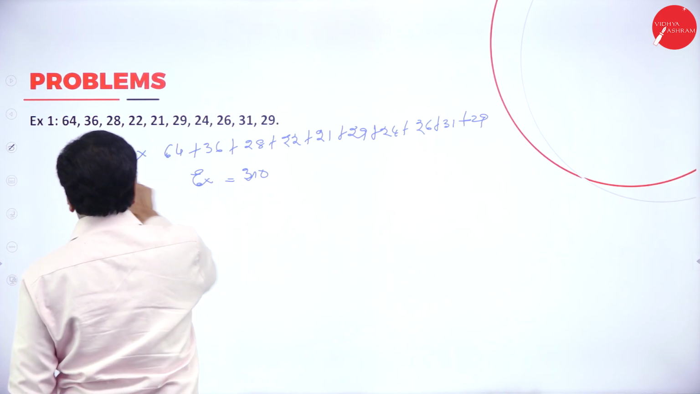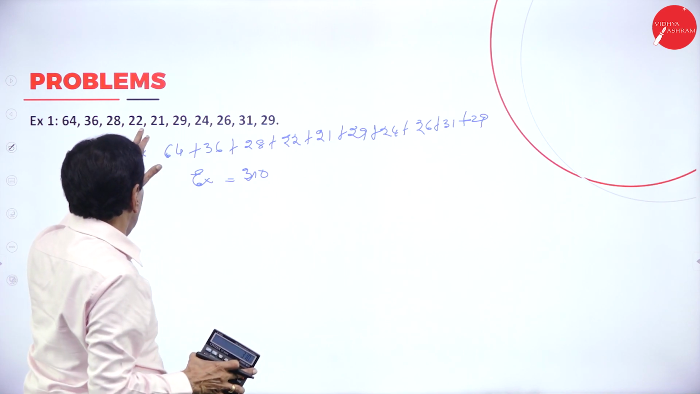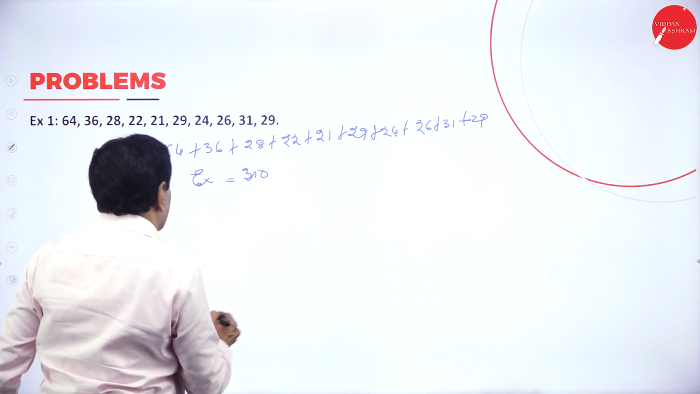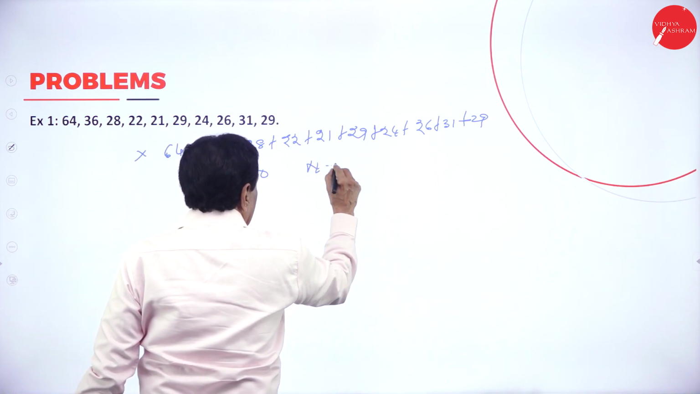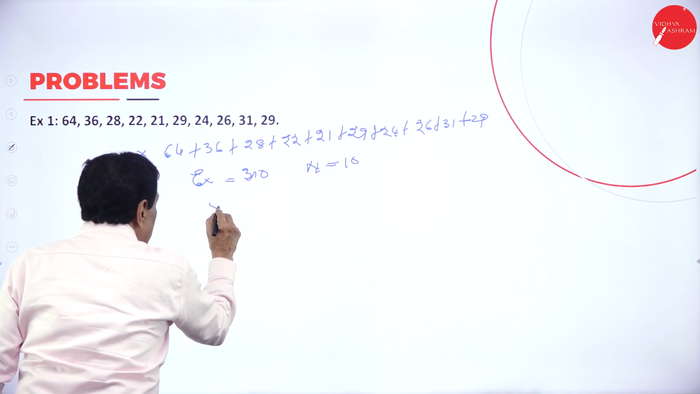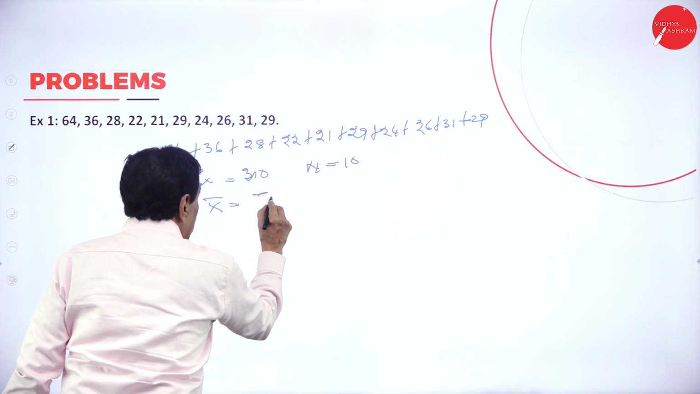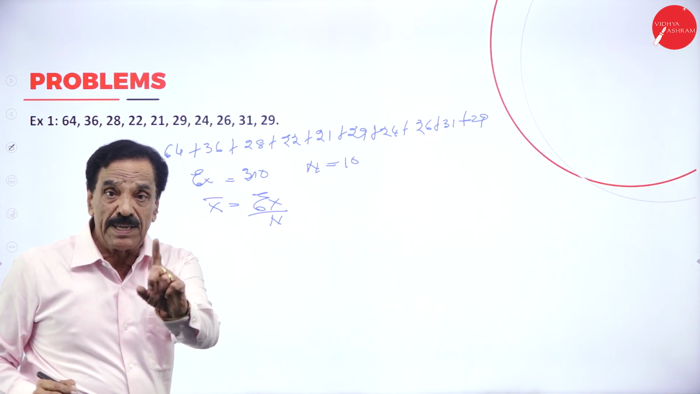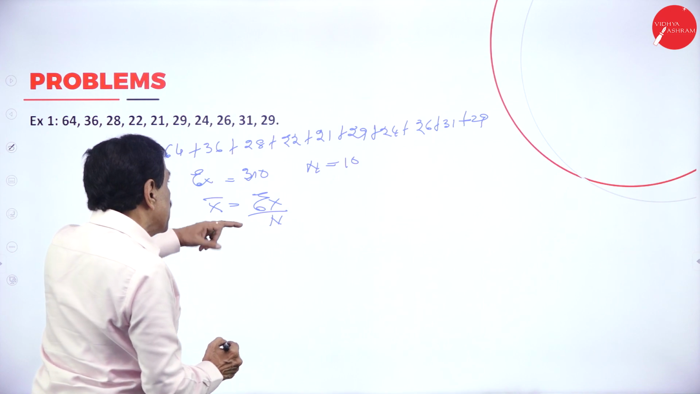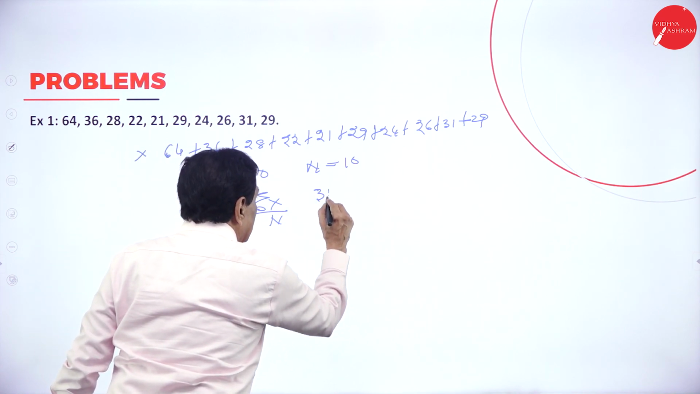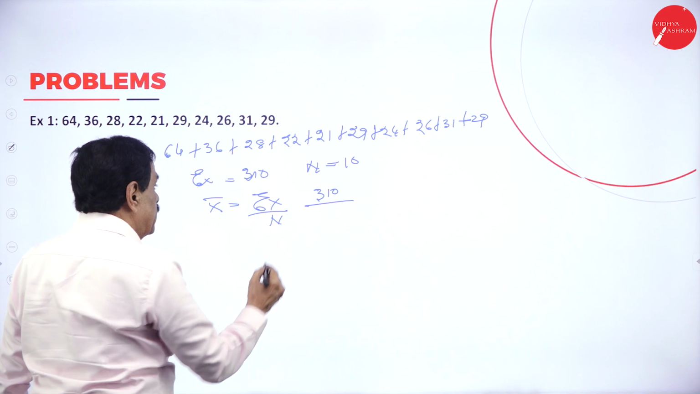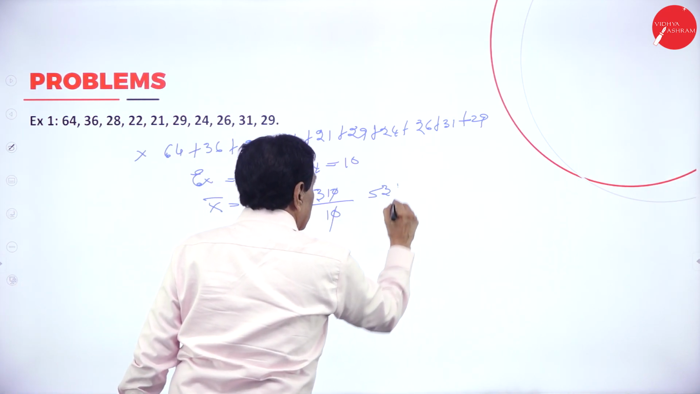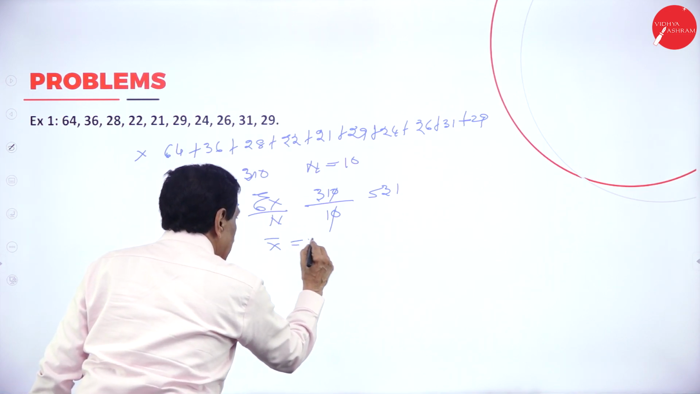How many terms are there? 1, 2, 3, 4, 5, 6, 7, 8, 9, 10 terms are there. So n is equal to 10. Your formula: mean is equal to sigma x divided by n. What is sigma x? 310. What is n? 10 items are there. Cancel the 0. It is equal to 31. So mean is equal to 31.